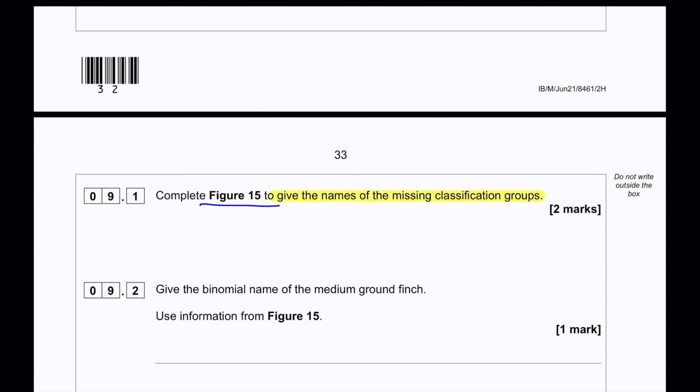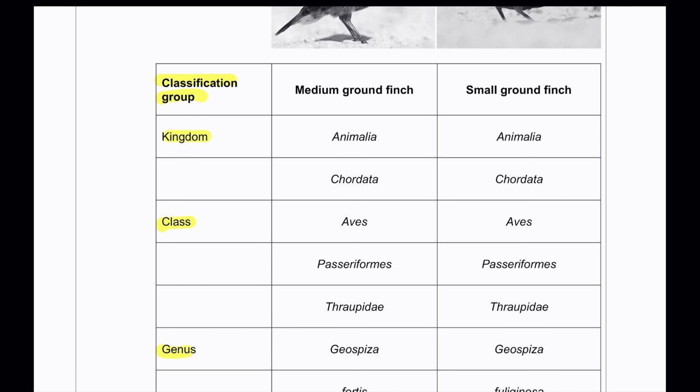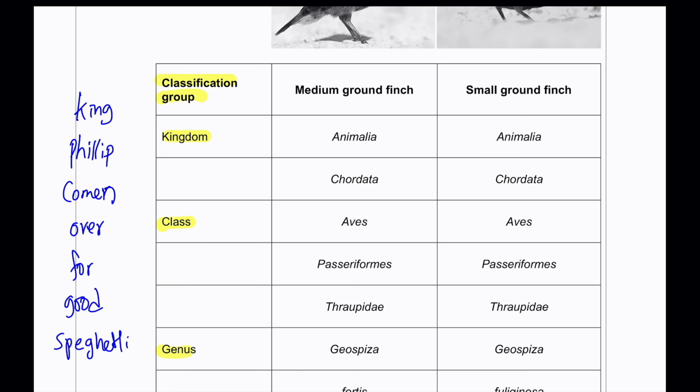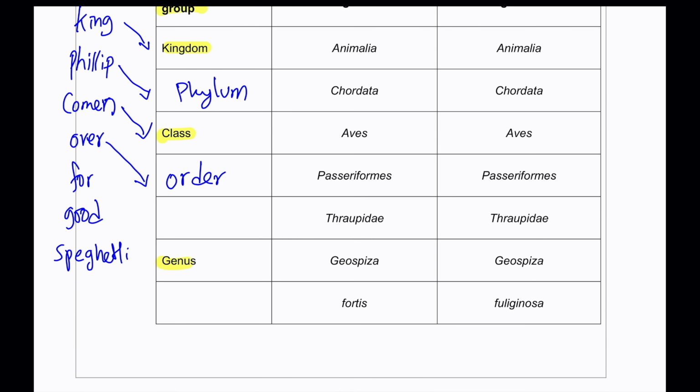To do the missing classification group, we can remember the mnemonic: King Philip comes over for good spaghetti. So King refers to kingdom and Philip refers to phylum. Comes refers to class and over refers to order. F refers to family. Good refers to genus and spaghetti refers to species. If you remember the mnemonic during your exam, you will not get this wrong.